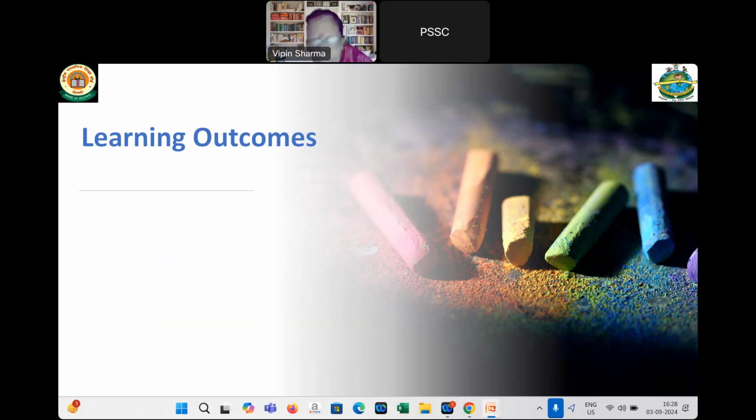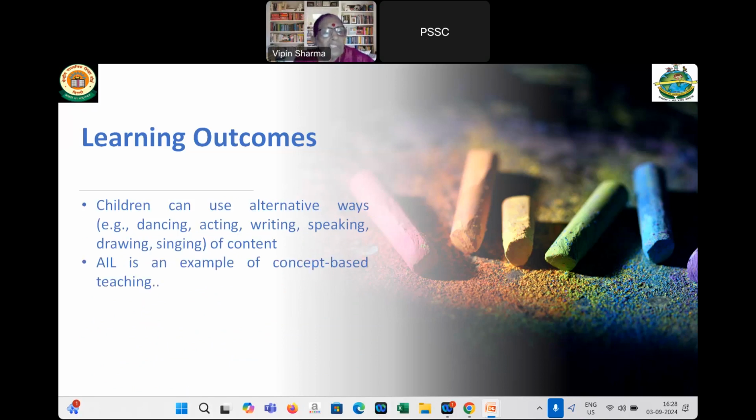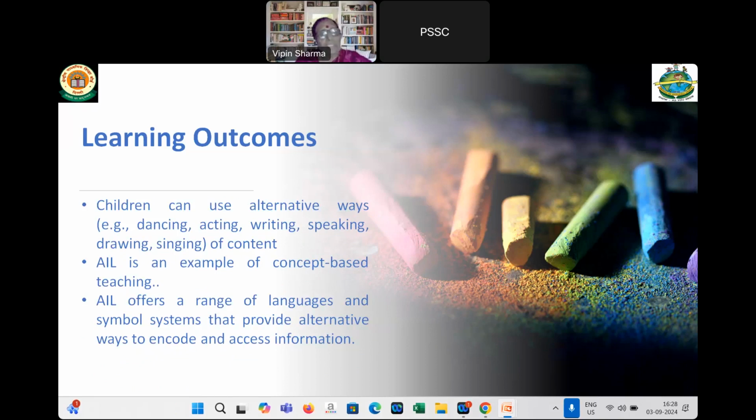Now, moving further, okay. Children can use alternative ways, as already I said. See, the same situation can be given for dancing, acting, writing, speaking of content. Content is important. How you take the content. AIL is an example of concept-based teaching. It offers a range of languages and symbol systems that provide alternative ways to go. See, remember, it enhances creativity.